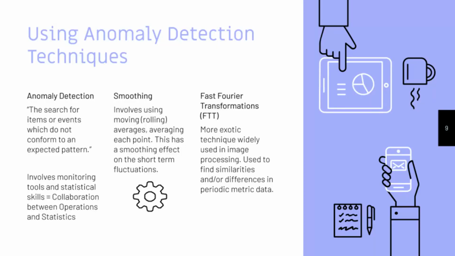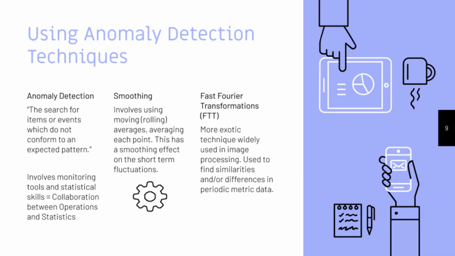When lacking a Gaussian distribution, variances can still be detected with a variety of methods. These methods are known broadly as anomaly detection, which is, quote, the search for items or events which do not conform to an expected pattern, end quote. The most important facet of this is that it involves monitoring tools and statistical skills. This calls for a collaboration between operations and statistics.